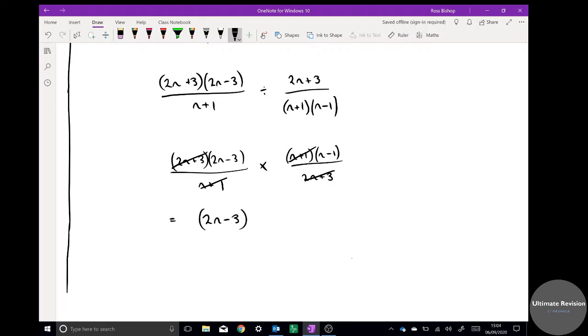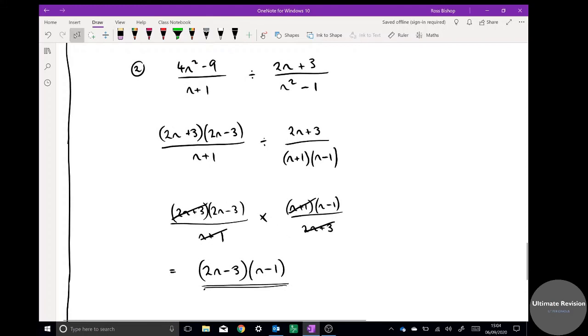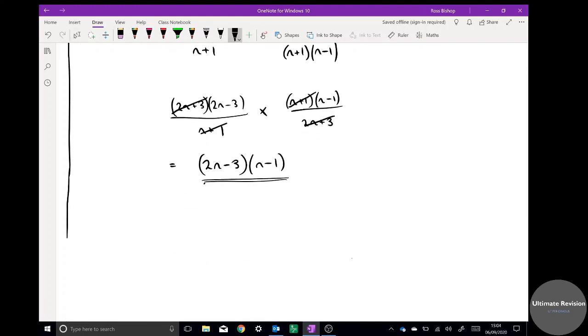2n minus 3, brackets n minus 1, and that is fine. That's simple, it's factorized, but so much nicer than that first expression there at the top. Okay, final sum for today's video, and then you can do a bit more questions. a over a minus 1 minus 2 over a squared minus 1.